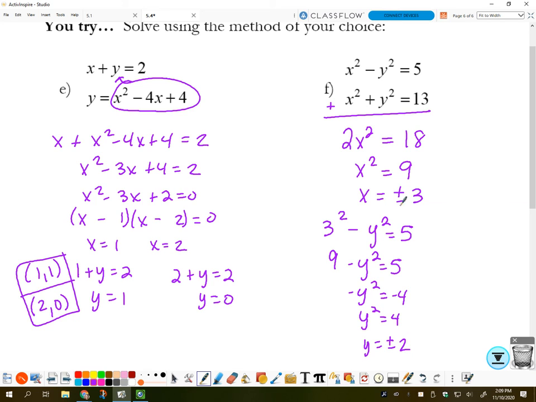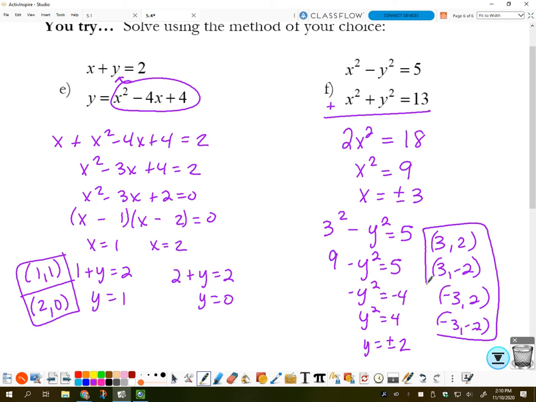Now again, if I plug in a negative, the first thing I do is square it, so it's going to be positive 9. All of this is the same. So I have a 3 with a positive 2, a 3 with a negative 2, and then I have a negative 3 with a positive 2, and a negative 3 with a negative 2. So I get those 4 solutions. Alright, I think that is it.